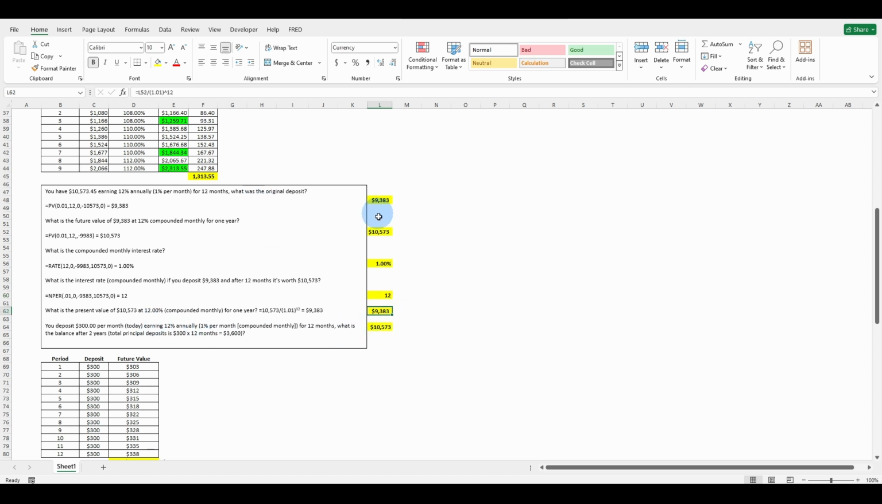This is the math as opposed to Excel. Put it here so you understand what we're trying to do. You don't need to be married to Excel. You can do this old school way.